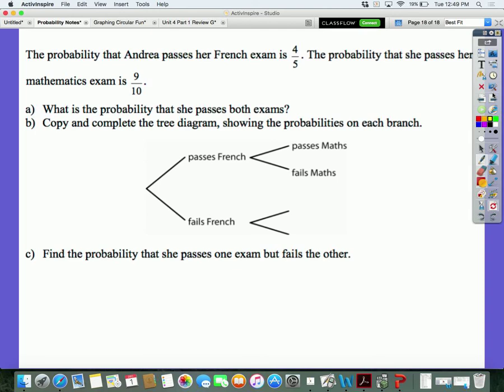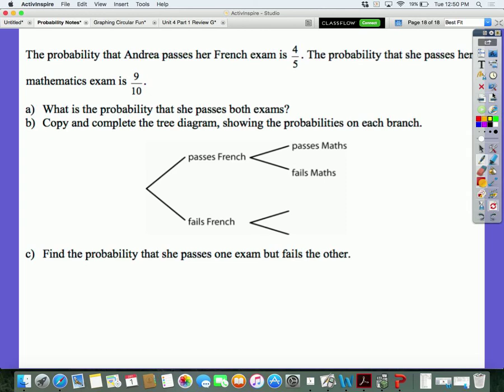Okay? So, you got Andrea. You got 2 tests that she has to take. Alright? Let's say she takes her French test first. There's 2 outcomes that could happen here. She can either pass her French exam or she can fail her French exam. After she takes French, she has to take math. No matter what happens with that French exam, she's either going to pass her math exam or fail her math exam. Okay? So what is the probability that she passes both exams?